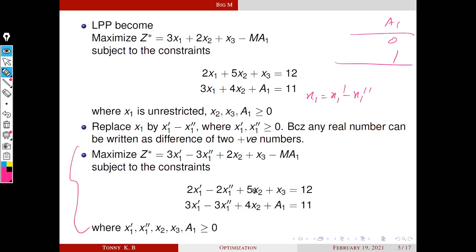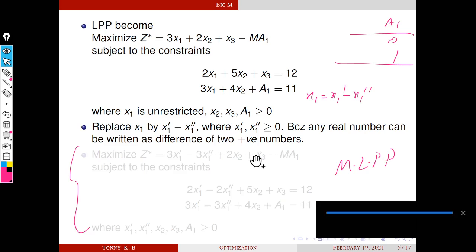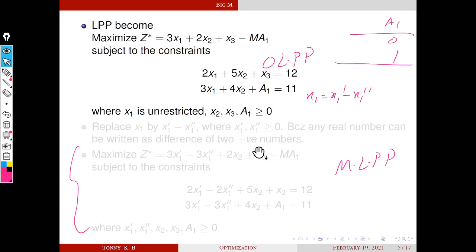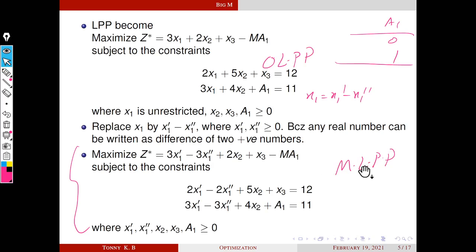We have to optimize this LPP. This is called our modified LPP. This is not the given LPP. This is the given LPP, our original LPP. In technical terms, this is our original LPP, and this is the modified LPP. We are going to optimize this modified LPP using the simplex method.